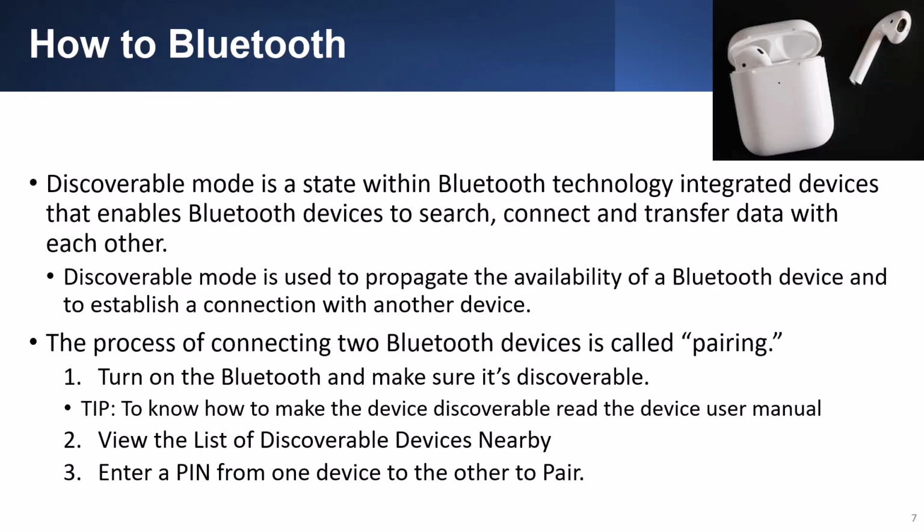While you should always check the device user manuals, the general steps are: 1. Turn on the Bluetooth and make sure it's discoverable. 2. View the list of discoverable devices nearby. And 3. Enter a pin from one device to the other to pair. The pin or code helps ensure you're connecting to the correct device.